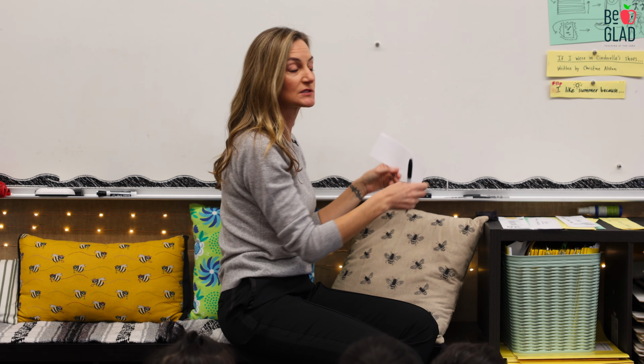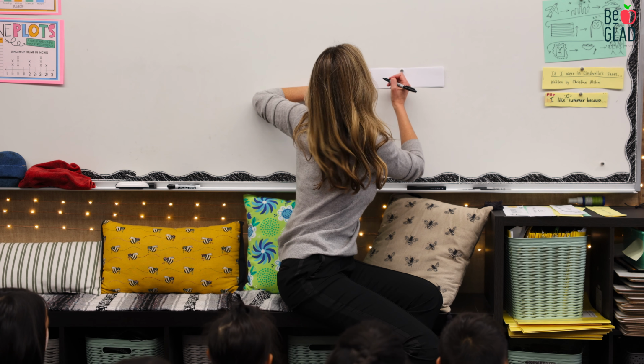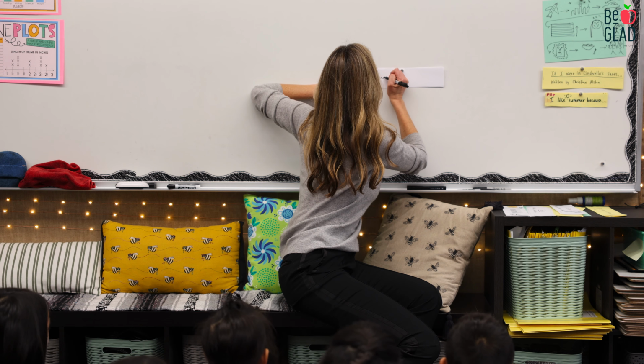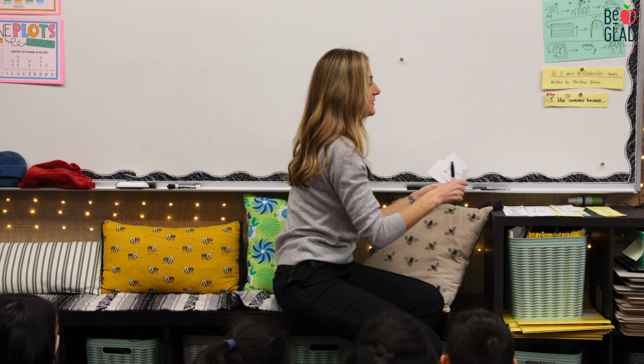Now every page is going to have a different sentence. So the first thing I want to think about is my topic sentence. So I want to say something engaging about what the reader is going to learn about in this book, right? Let's see, I could say something like, tennis is an exciting sport that I like to play. So I'm going to start with just a quick sketch. Tennis is an exciting sport that I like to play.